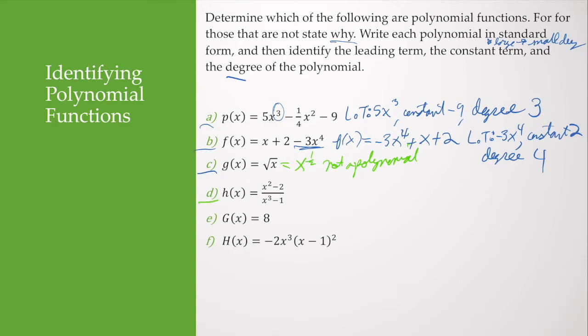D, I have h(x) equals x squared minus 2 over x cubed minus 1. This is a rational function, but is it a polynomial? No. Remember, I need my domain to be all real numbers. And that would not be the case. Here I would have to exclude 1 from our domain.